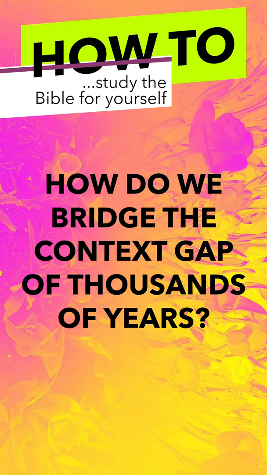Let me give you an example. If you open up a Shakespeare play, you know that you're dropping into something in Old English time. So the writing is going to be different, the culture is going to be different, the way that people do things is going to be a little bit different. You know that, and so you wrap your brain around that as you open that book. Same with the Bible, except it's thousands of years of a gap. So how do we bridge that gap?